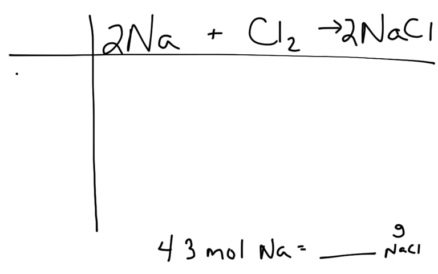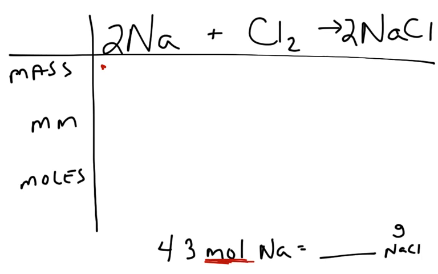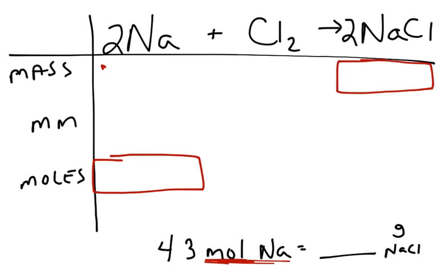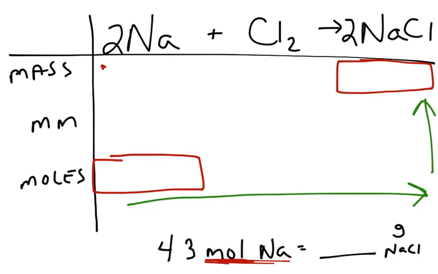So if we look at this, I know I'm going to have my mass up here, that's in grams, my molar mass here, and my moles. That's what's in my chart. So if I look at my problem, 4.3 moles of sodium, I'm not starting right here. That would be mass of sodium. I've got to make sure I find the right starting point. So moles of sodium is going to start right there. My ending point is grams of NaCl. That's going to be up here. So in this problem, I'm not doing a U like I was before. I'm simply going to go over and then up.